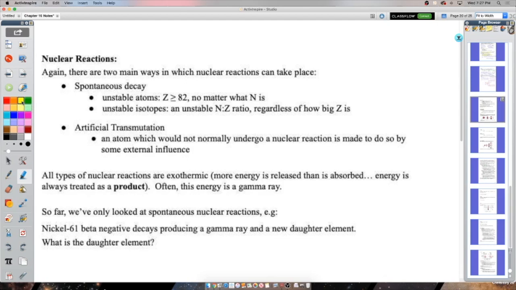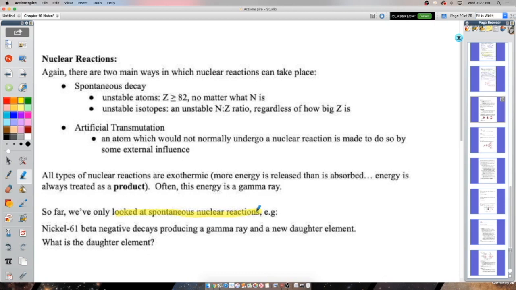Okay, so for the last topic of the week, we're going to look a little bit more at different types of nuclear reactions. We've looked at different types of nuclear decay, which, yes, are a type of nuclear reaction, but we're going to zoom out a bit more and see how they fit into other categories. So far, we've only really looked at spontaneous nuclear reactions.